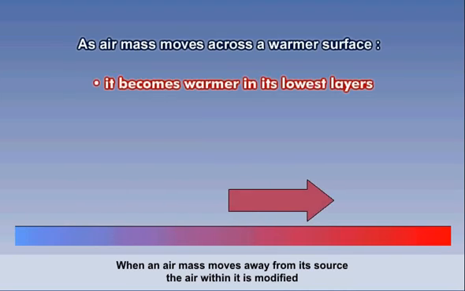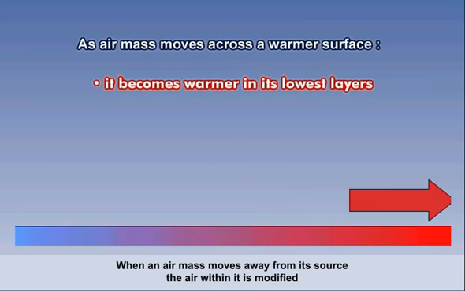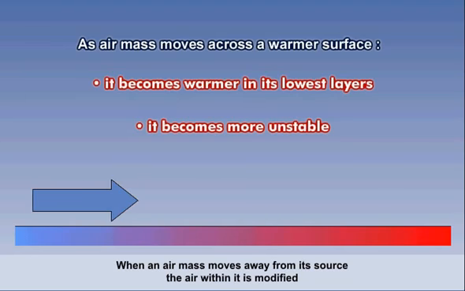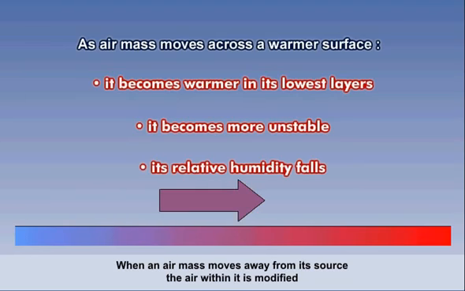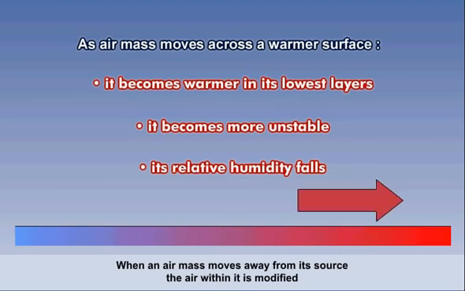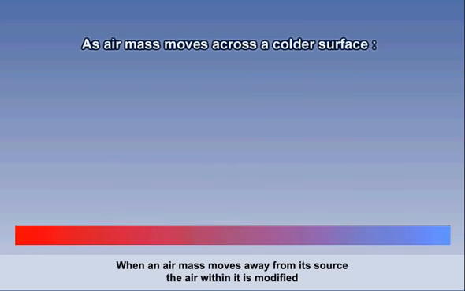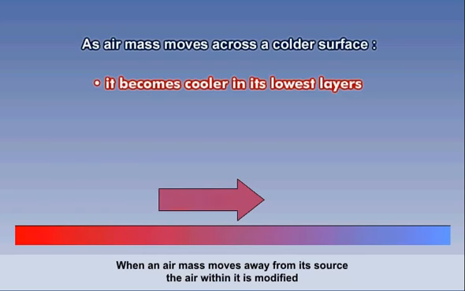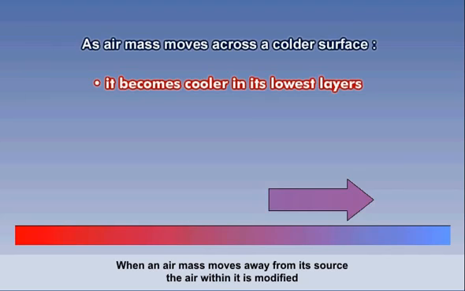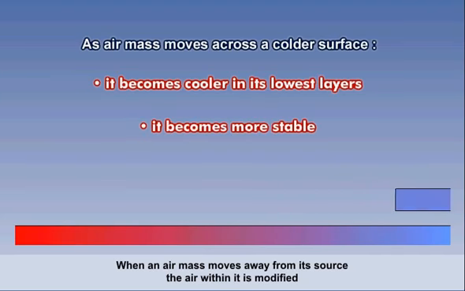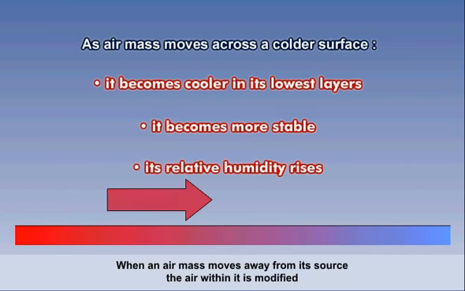If the air moves to a warmer zone, it will be warmed from beneath, increasing the lapse rate, and will therefore become more unstable. As a result of the warming, the relative humidity will also decrease. Conversely, if air moves from its source region to a colder part of the globe, it will be cooled from below, decreasing the lapse rate, and hence become more stable. As a result of the cooling, the relative humidity will tend to increase.